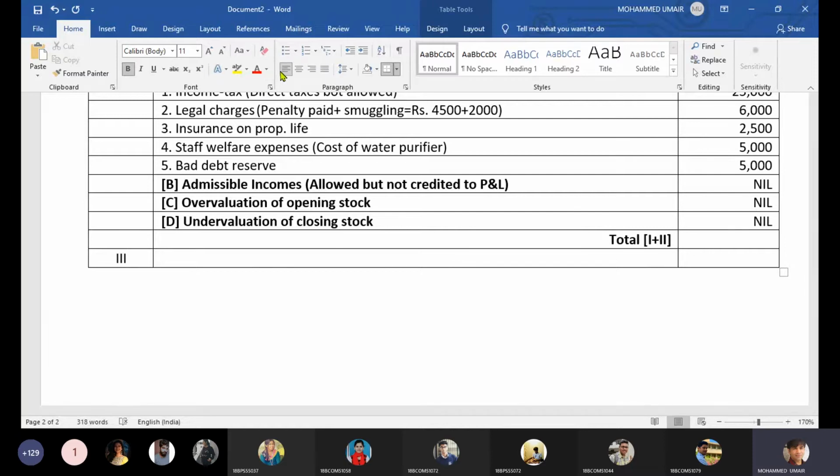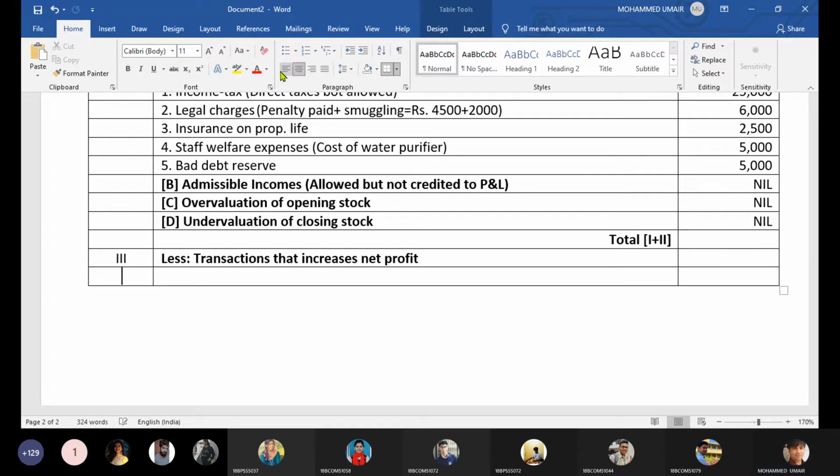Step 3 is less transactions that increase net profit. So the first transaction under this heading is admissible expenses. These are expenses which are related to business, but it is also allowed by income tax department, but the assessee has not debited to P&L account.